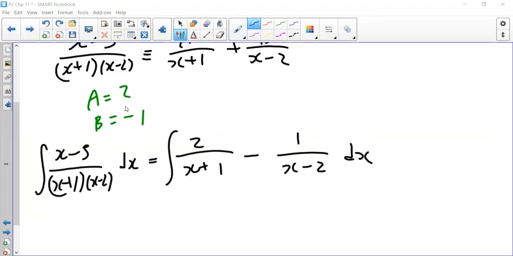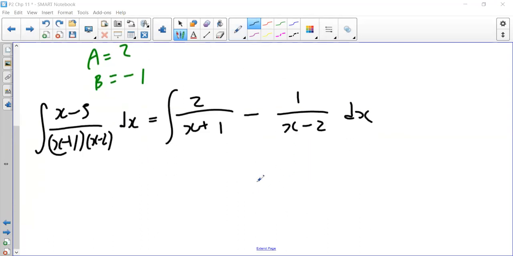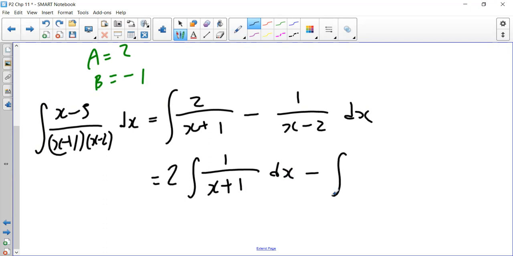So here's the answer. You should get a equals 2 and b equals minus 1. Again, I didn't put the minus 1 in the numerator, I put the minus in the front. So in here, what can I do? I'm going to split the fraction again. But also this time, you can see in the first fraction there's a 2. 2 is a coefficient, so I'm going to put it outside of the integral sign. So it'll be 2 times the integral of 1 over x plus 1 dx minus the integral of 1 over x minus 2 dx.